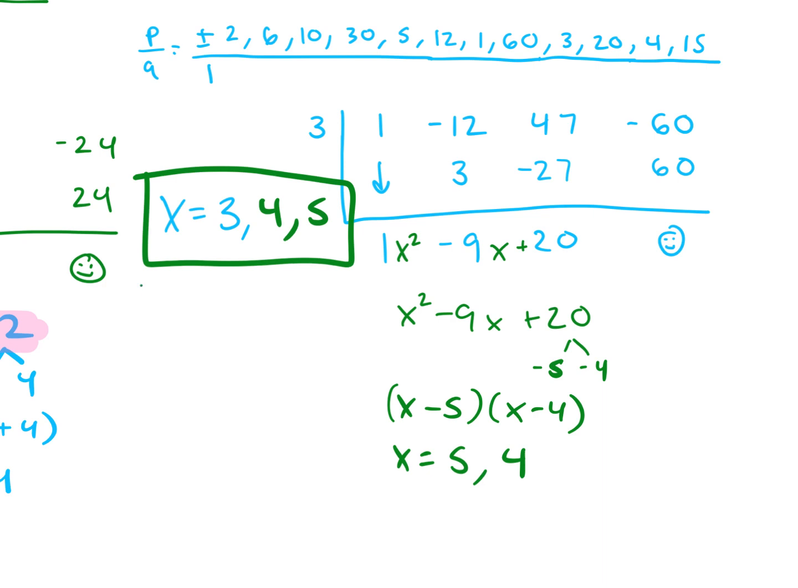Lastly, let's write it in factored form. Tabit, how would we write it in factored form? 3, 4, and 5. X minus 3, x minus 4, and x minus 5.